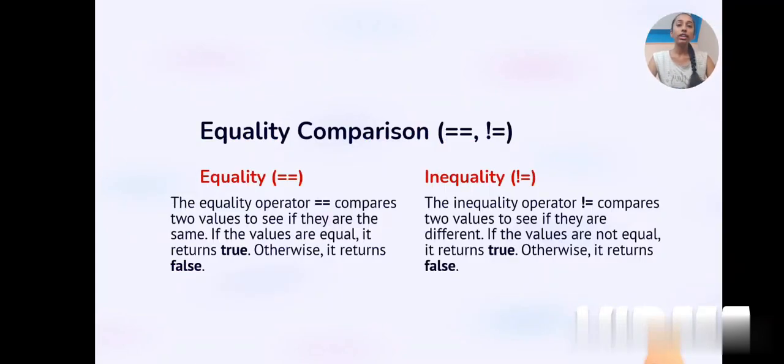Firstly, let us see equality comparison. In equality comparison, there are two types, that is equality and inequality. Let us see what is equality. The equality operator, that is equal to, compares two values to see if they are the same. If the values are equal, it returns true, otherwise it returns false. Next is inequality, that is not equal to. The inequality operator compares two values to see if they are different. If the values are not equal, it returns true, otherwise it returns false.